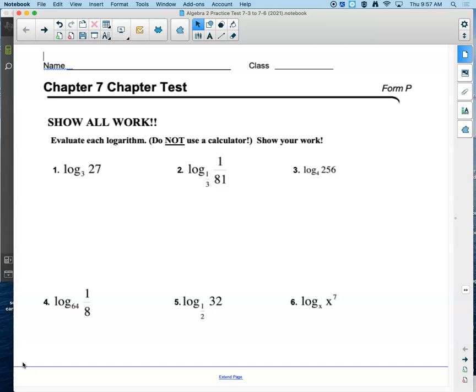So away we go. Evaluate each logarithm, not allowed to use a calculator. Obviously, you have to show your work so that I can see how you figured all of this out. So looking at number 1, you probably can do that one without having to do a lot of work, right? What is it?